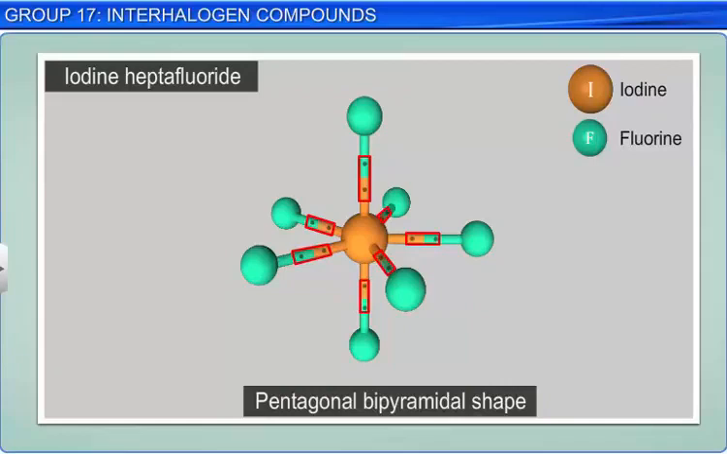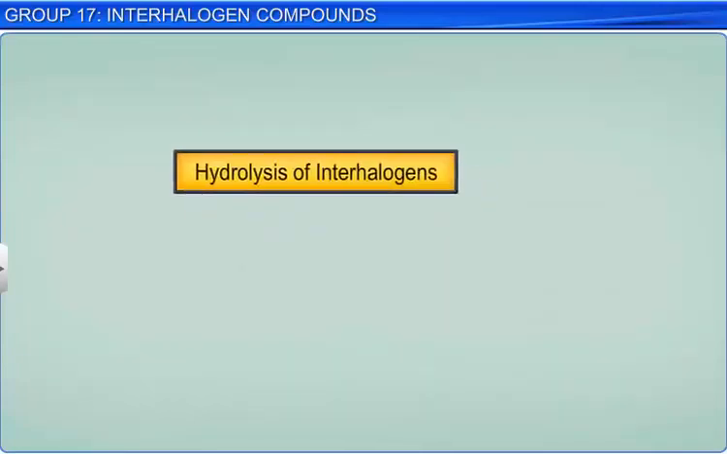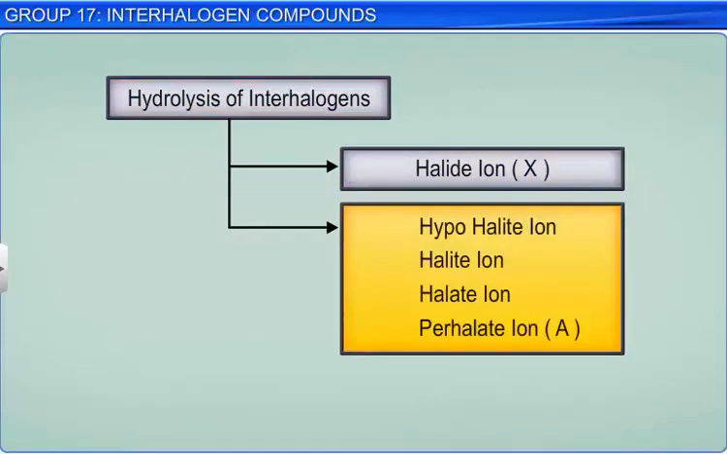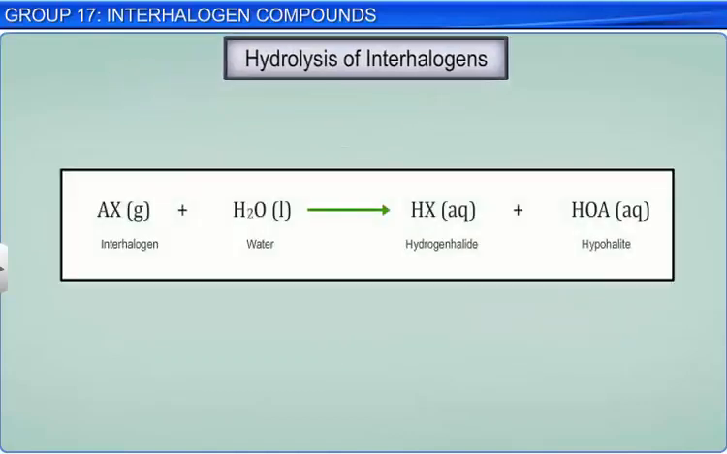On hydrolysis, they form a halide ion from smaller halogen X and a hypohalite ion, halite ion, halate ion, or perhalate ion from larger halogen A. For example, interhalogen AX reacts with water to form hydrogen halide HX and hypohalite HOA as shown in the equation.